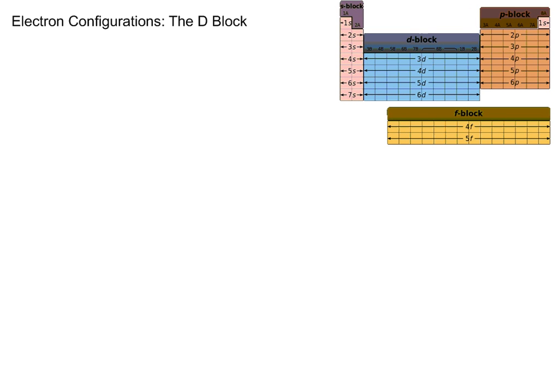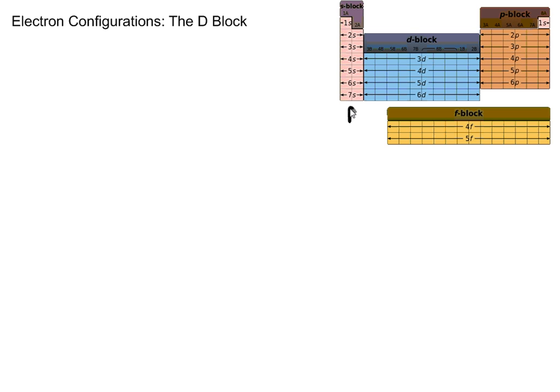Alright, this video is on electron configurations for elements in the D-block, or elements that need to have a D-block configuration in their overall electron configuration. So pretty much anything that comes after element number 20. Alright, so just to do a little refresher, right?